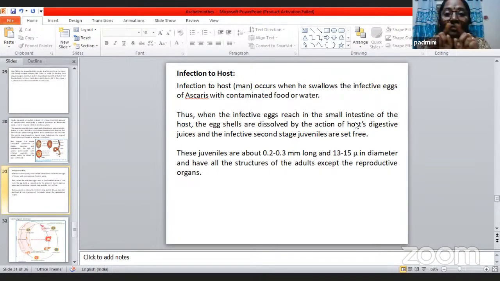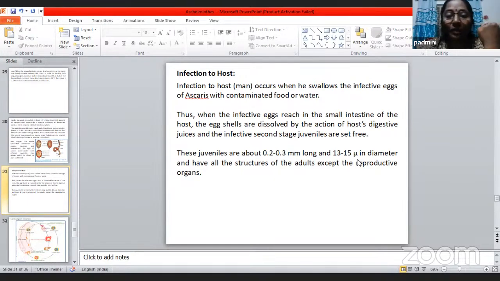Only the eggshell, which is the protein nature of the outer chitinous shell, is broken down. And once they are opened up, the juvenile comes outside and starts living freely. So what happens after that? Once the juvenile is set free, what is the size of that juvenile? It is only about 0.2 to 0.3 mm, very, very minute, and 13 to 15 microns in diameter. So they are very, very microscopic.